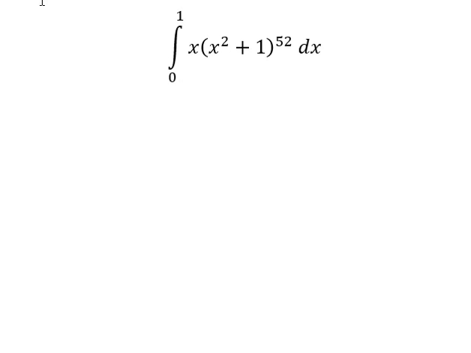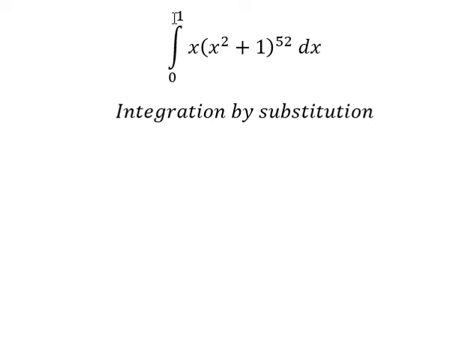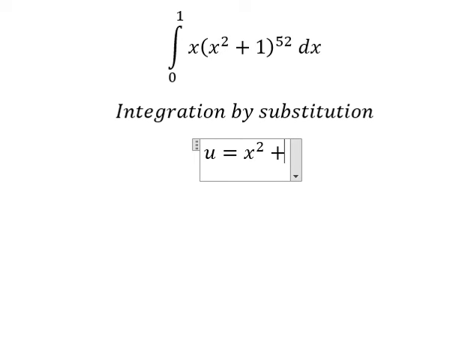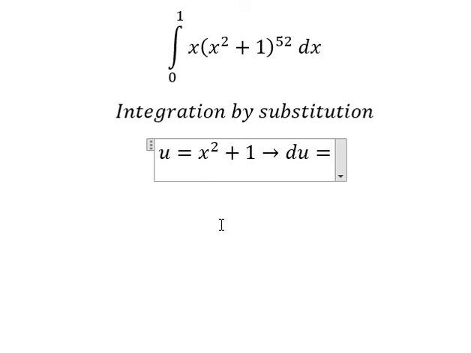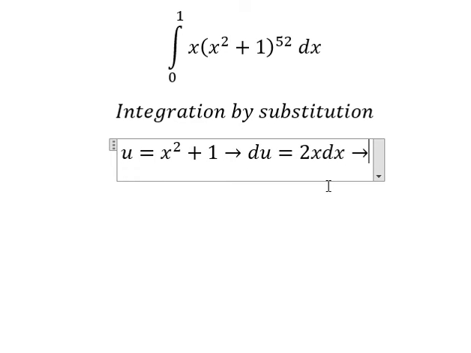Next, we can use integration by substitution. I will put u equals s squared plus 1. After that, we need to take the first derivative of both sides. This one we have 2s. This one is the constant, so you get 0. Because we don't have the number 2, we divide both sides by 2.